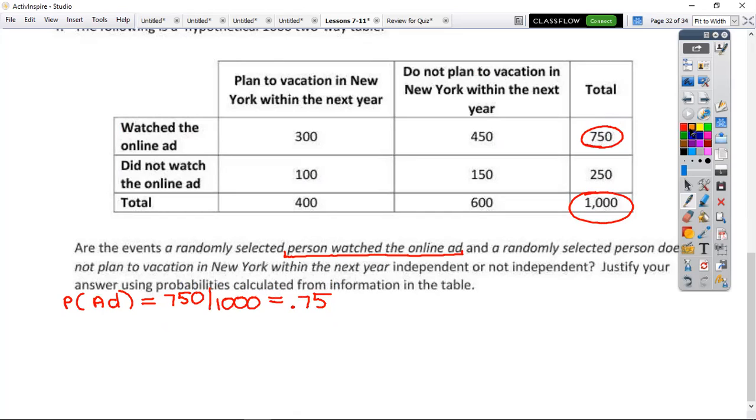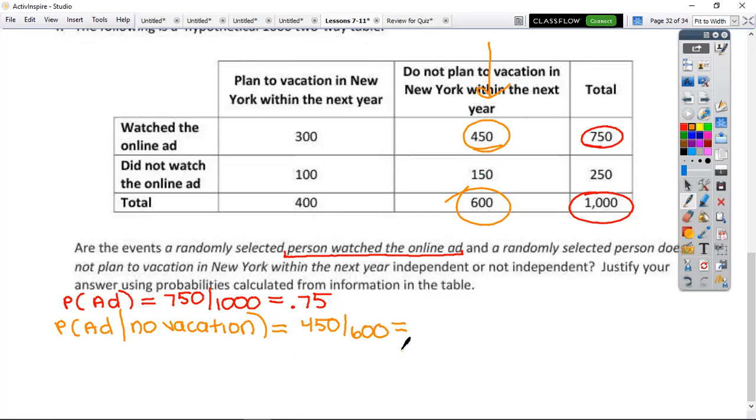So now we want the randomly selected person does not vacation in New York. That's this column. So probability of ad given no vacation equals, circle, circle, 450 over 600, which actually is also 0.75. So are these independent events? Yes, they are equal probabilities. Okay, so I'm going to keep that short and simple for you.